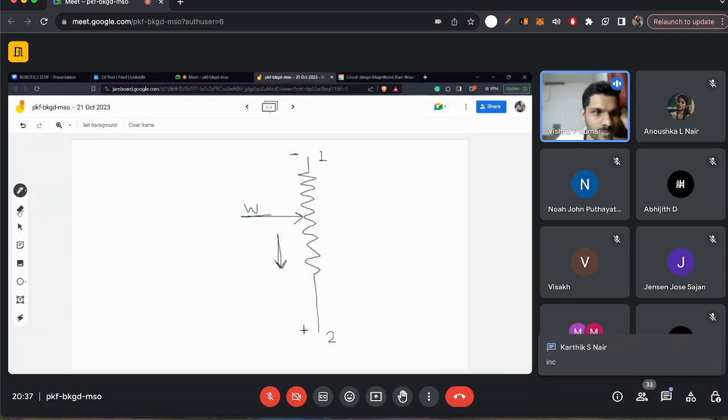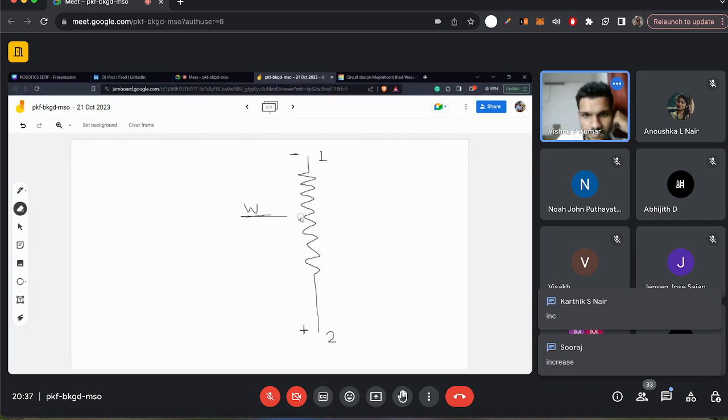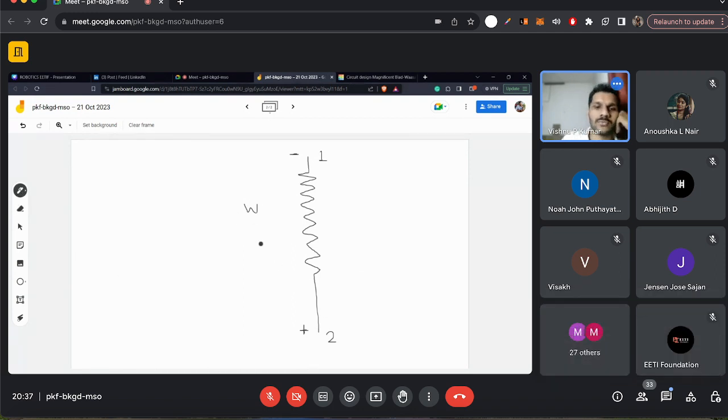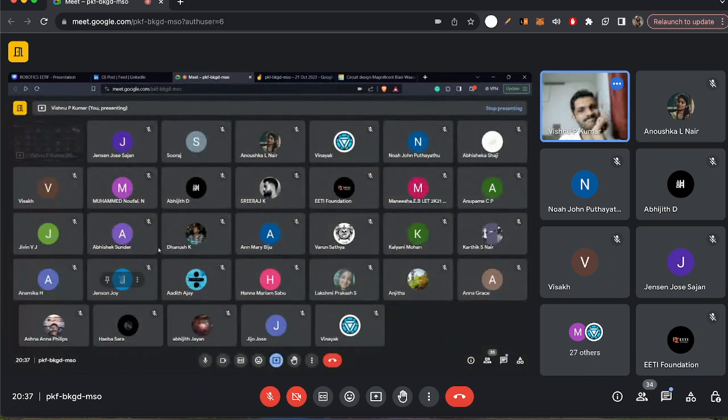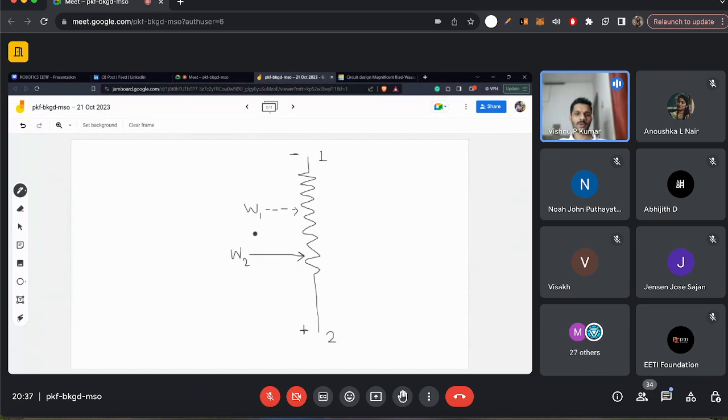Suppose I'll just show you something else also. Okay, so suppose I've rotated the potentiometer and I've reached this position. Okay, so this is wiper position 1. This one was your wiper position 1, and this is your wiper position 2. Okay, so will W2 or W1 have higher potential? W1 or W2?